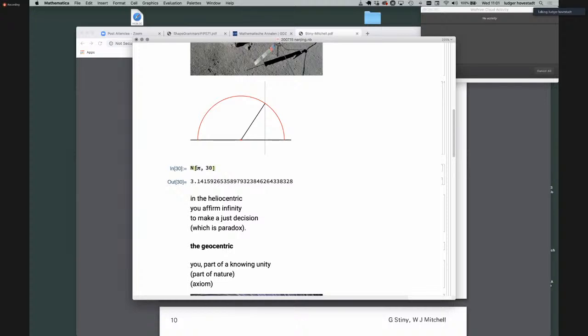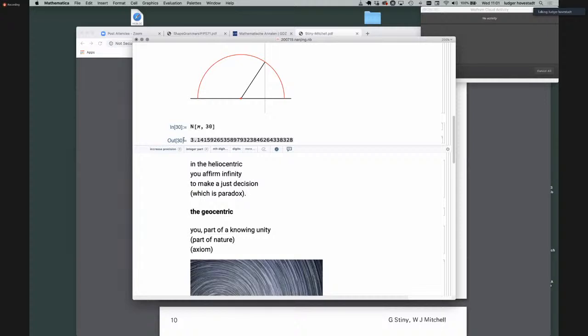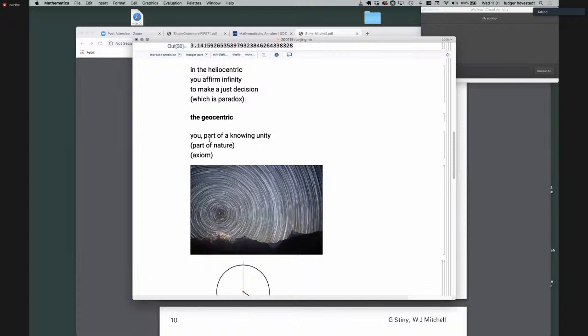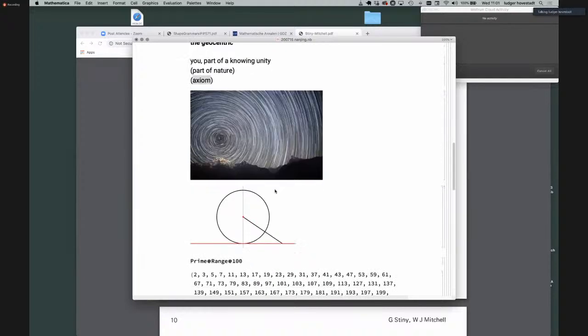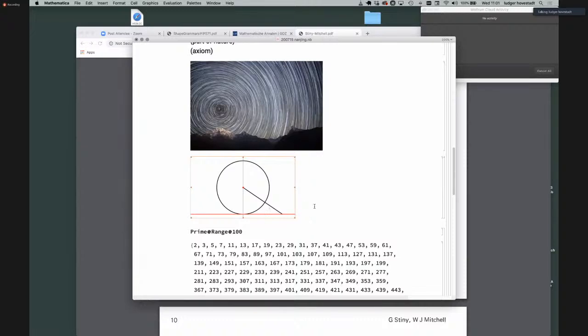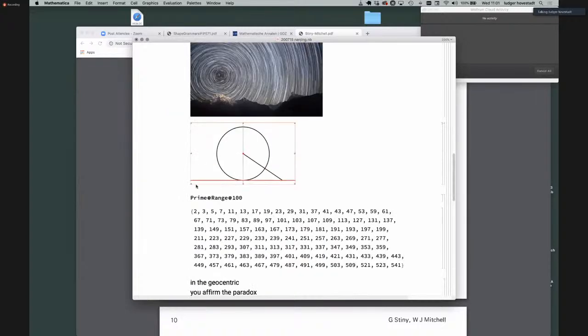This pi is a classical alien. So it's not real. It makes no sense, because sense is what you can calculate with numbers and describe with numbers. Quite the opposite: if you go with a spiral to the other side, you are part of a knowing unit, part of nature. This is an axiom. And now you're projecting not from within the circle, but from outside the circle to a plane. So you're not going to the circle. You're going from outside the circle to the line.